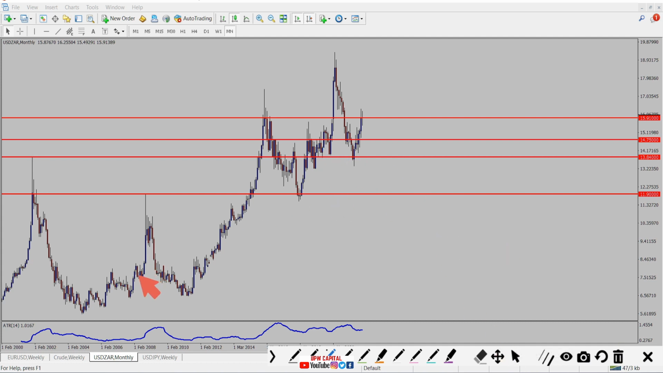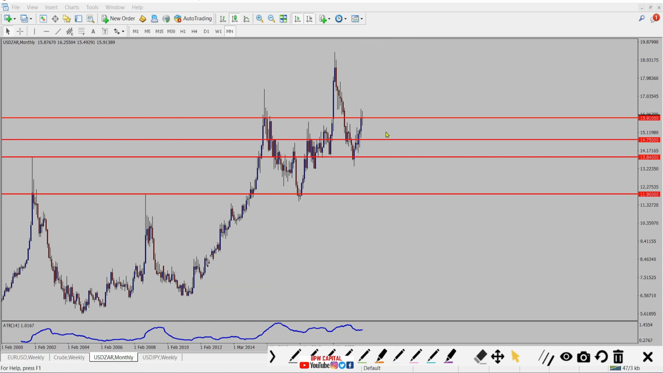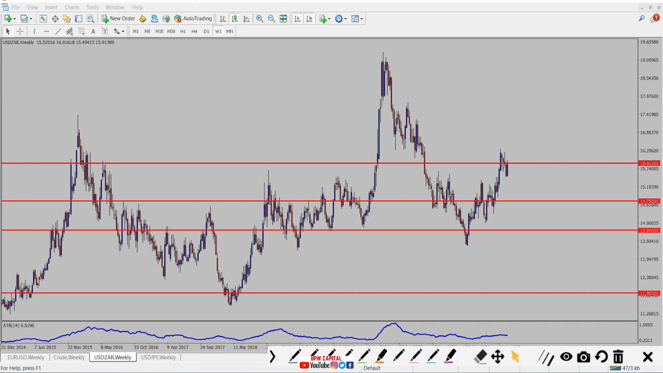Now if you look at USDZAR, there is a definite pattern. Price pushes up, moves lower, pushes up, moves lower, pushes up, moves lower. We could actually draw a trend line, and we could say price could actually be attracted to the upper part of the trend line, somewhere around there. Let us look at the weekly chart.